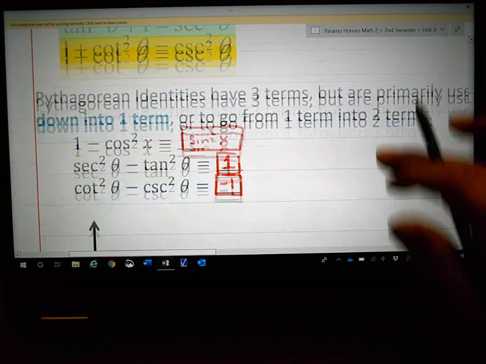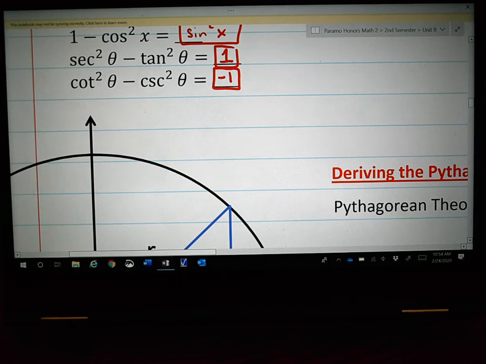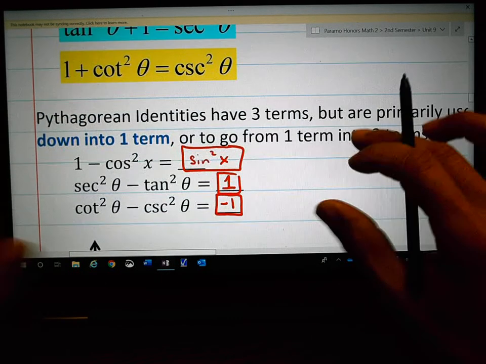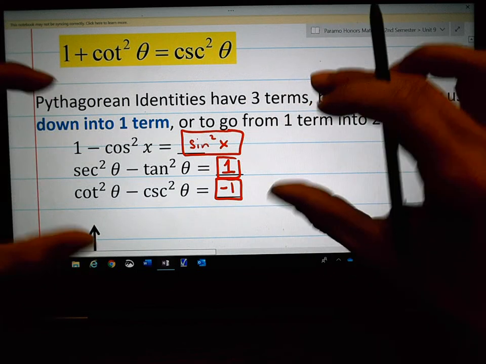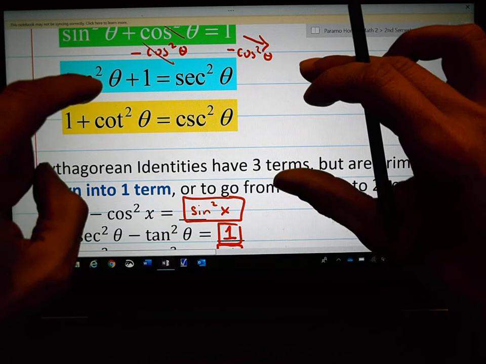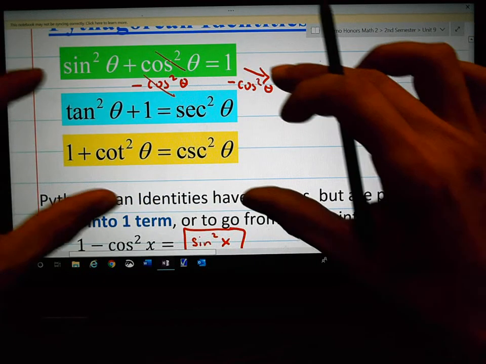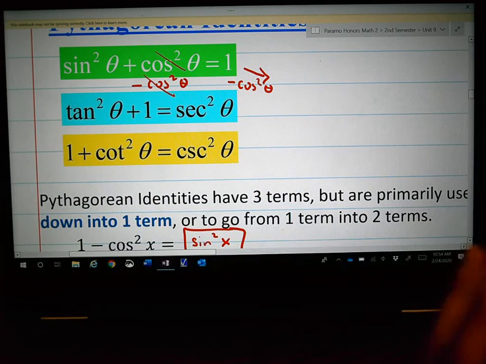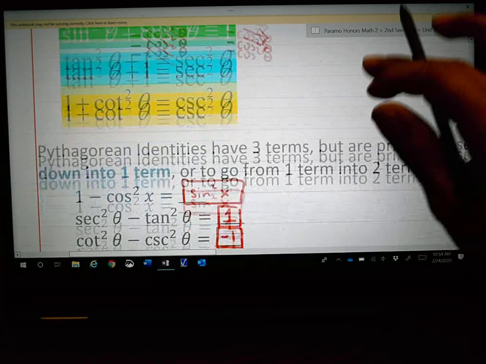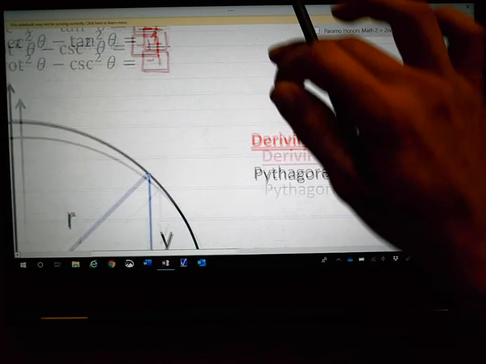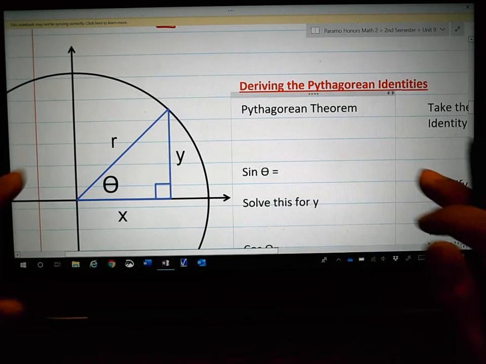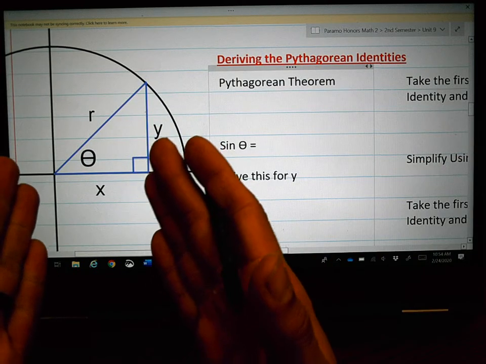Then, the last thing I want to cover today, this is how it's used. Most important thing, how do we use it? We have to know how to manipulate them. We have to know what they are to be able to manipulate them a little bit, to go from 2 terms down to 1 term. Where does it come from? That's the last thing I want to answer today. Where does it come from? It comes from this. A triangle inside a circle.